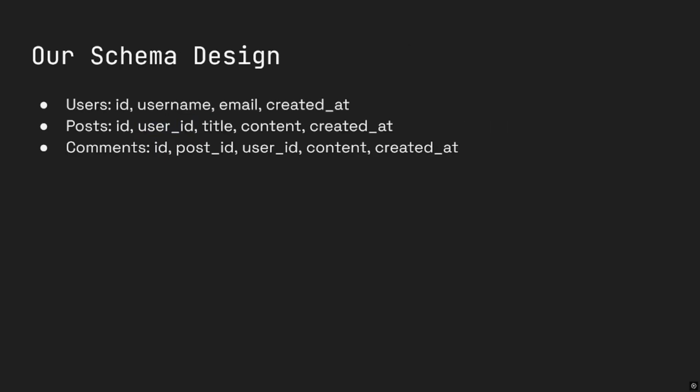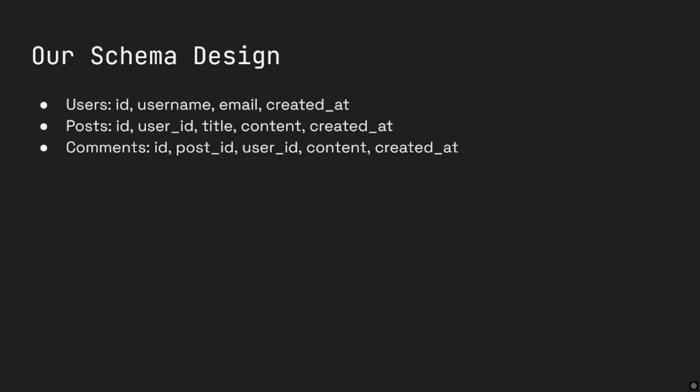And then our specific schema design is going to have 3 tables: users, posts, and comments. Users will have an ID, a username, email, and the created_at, which means we will have an ID for every username. We'll have a name for them. We'll have the email that they're associated with. And then the created_at is just when was the account made.